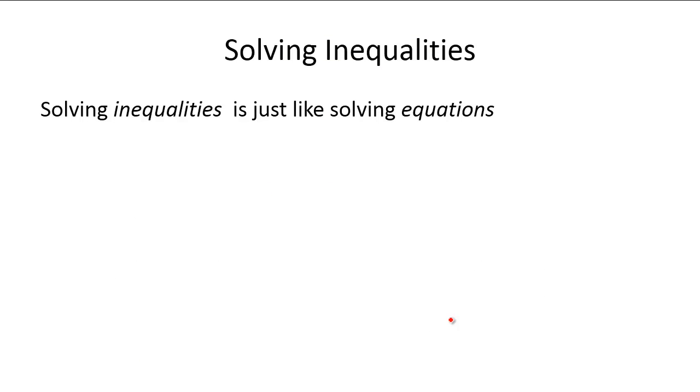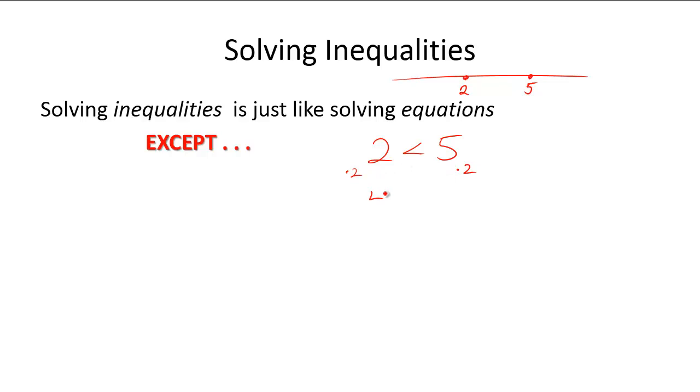Solving inequalities is just like solving equations, except for one thing. Let's think about if we had the inequality 2 is less than 5. This is true because 2 is less than 5 on the number line. But what if we multiplied this inequality? Well, we could multiply it by 2 on both sides, and we get 4 is less than 10. Is this still true? Yes, it is.